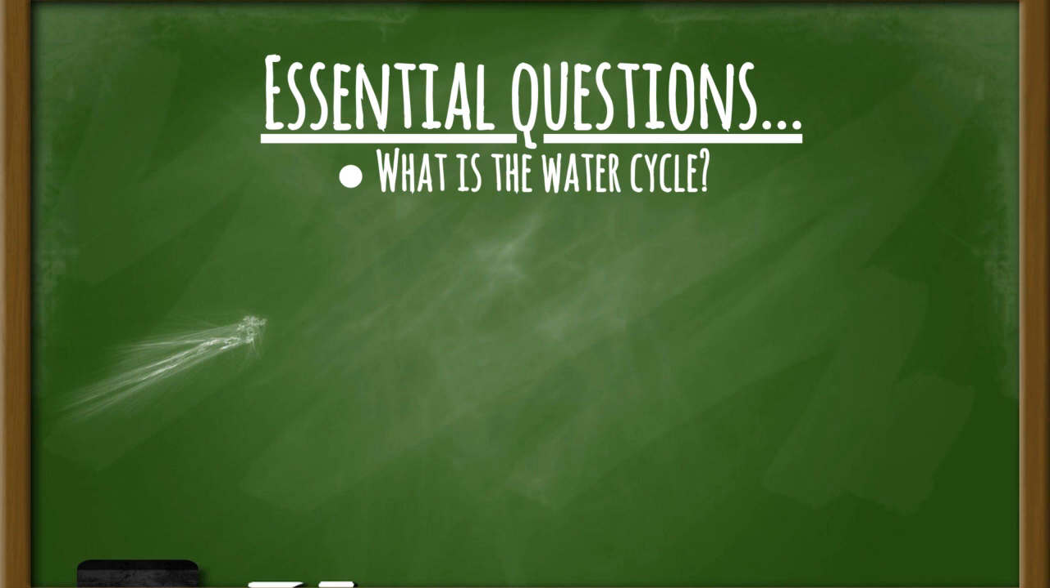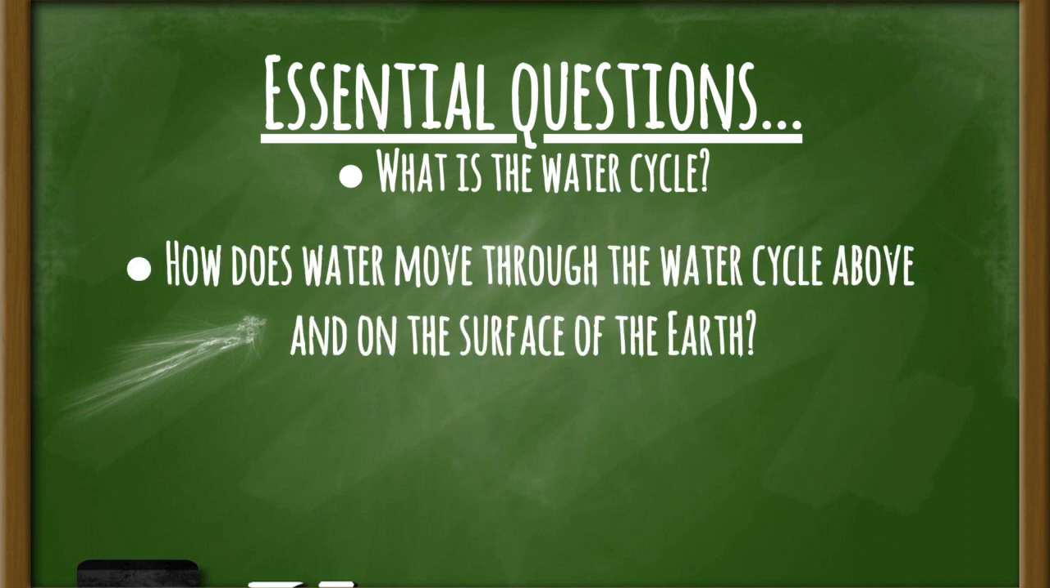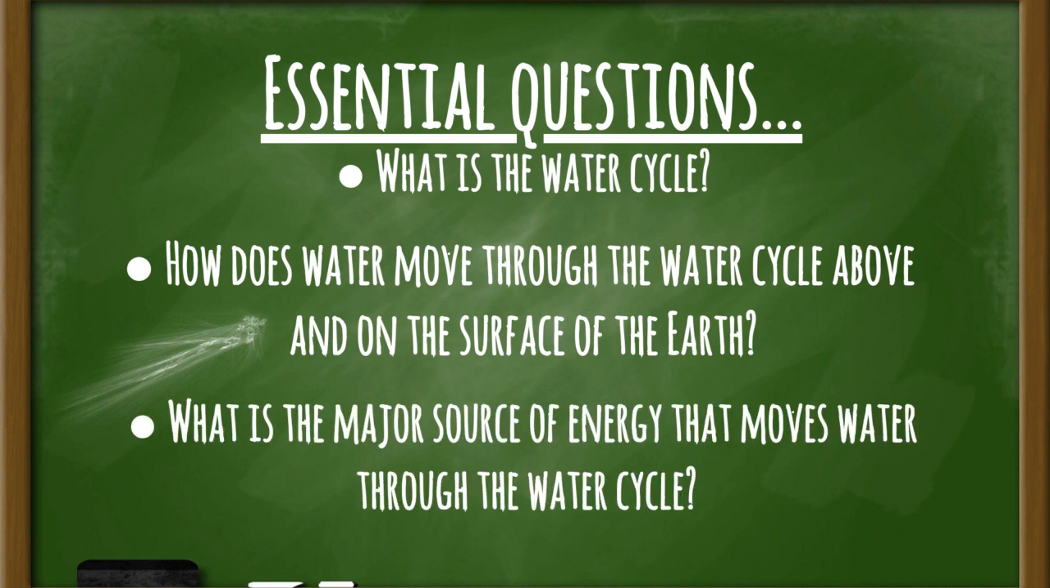The second one, listen first. How does water move through the water cycle and on the surface of the earth? Read it with me. How does water move through the water cycle above and on the surface of the earth? And lastly, what is the major source of energy that moves water through the water cycle? Say the last one with me, nice and loud. What is the major source of energy that moves water through the water cycle?